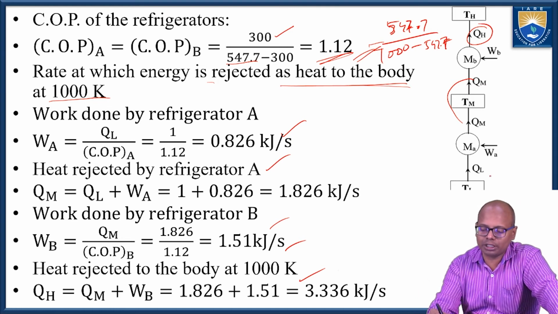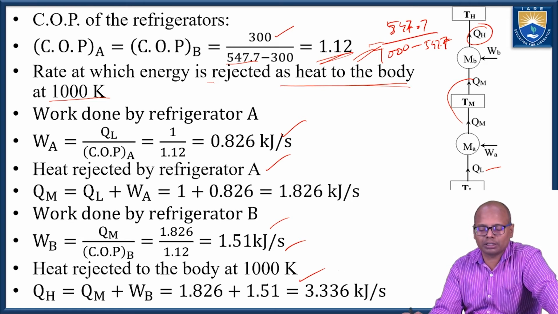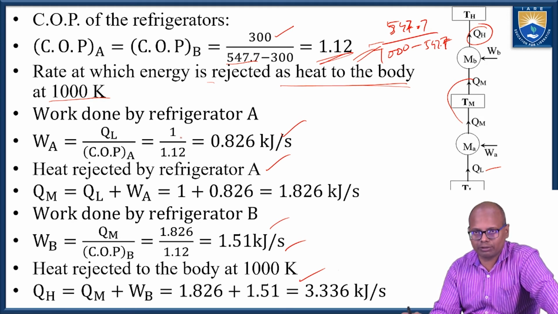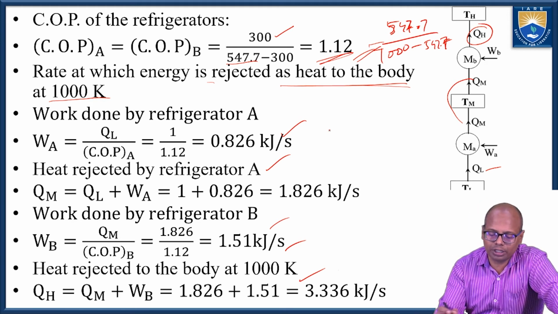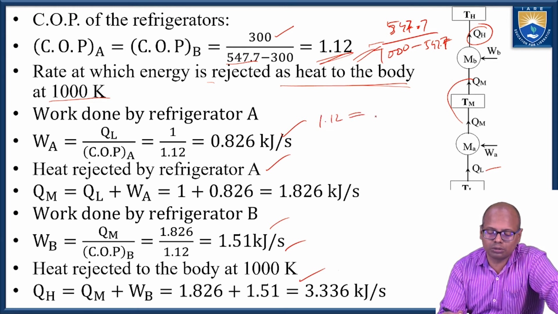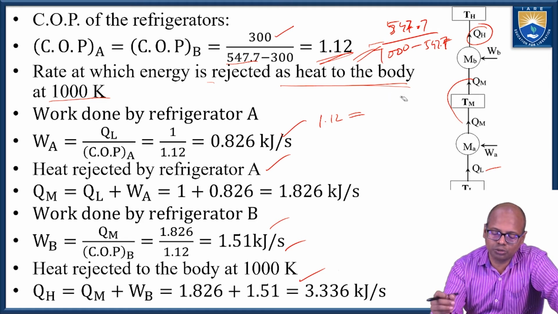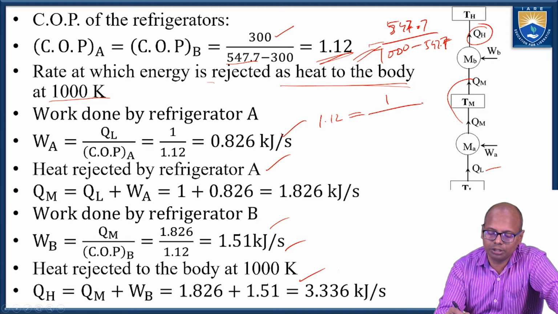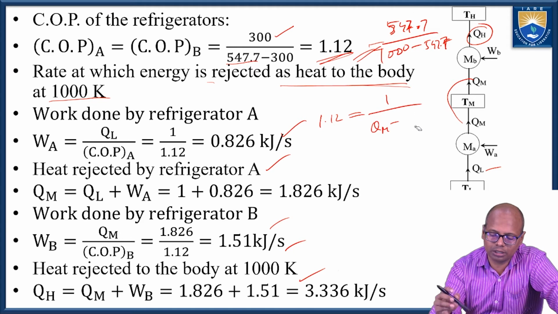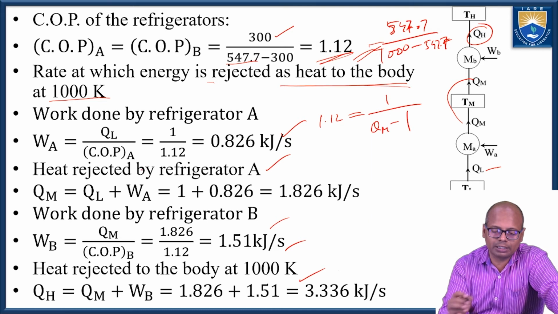And he has given QL. QL is given as 1 kilojoule per kg Kelvin. So if I know QL, what is the formula? 1.12 is equal to QL, QL is 1, divided by QM minus 1. So if I do it like this, again I will get the same answer.